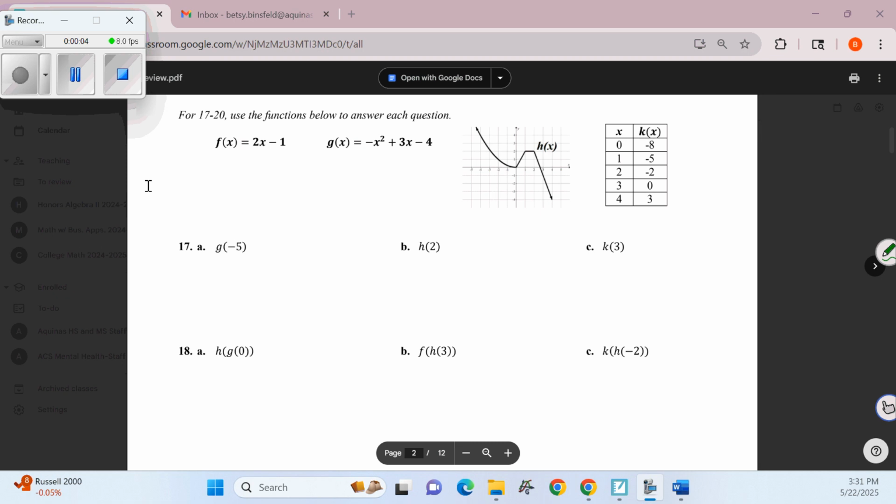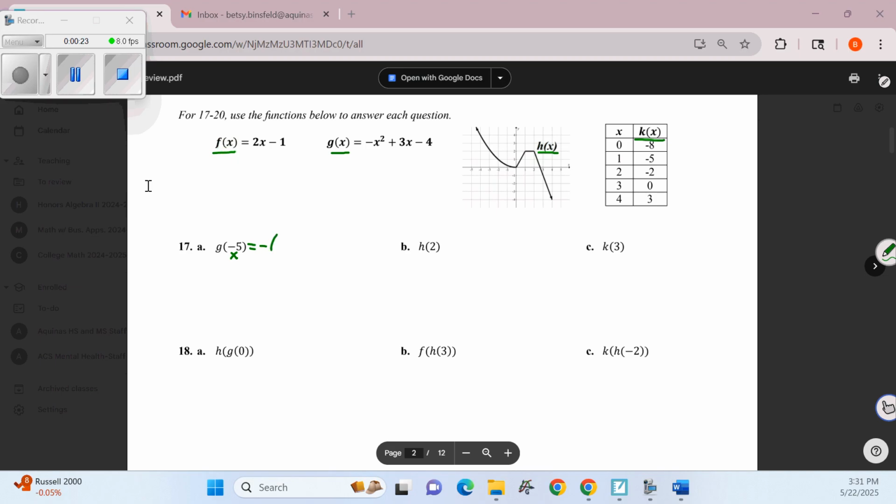Friends, let's get back into function notation. So notice we've got four different functions. F, G, H is the graph, and K is the table. So when we're doing G of -5, remember -5 is the X value in G. So every place we see an X, we're going to replace it with -5.